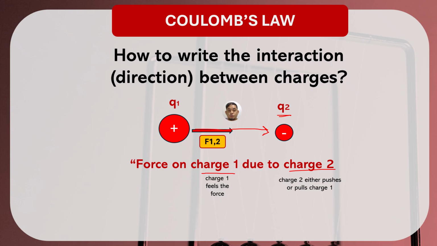Again, charge 1 will feel the force, and charge 2 will do something, push or pull. Charge 1 is our point of reference, so we try to know what charge 2 will do to charge 1. Charge 2 is negative, charge 1 is positive, so charge 2 will be the one to push or pull. Since they are unlike signs, charge 2 will pull the positive towards it. So the vector of the Coulomb's force will be going to the left.